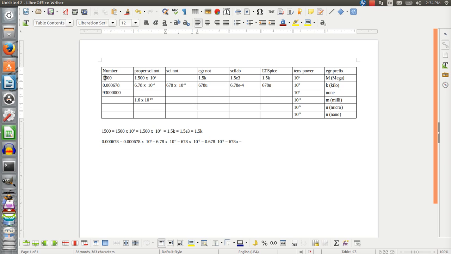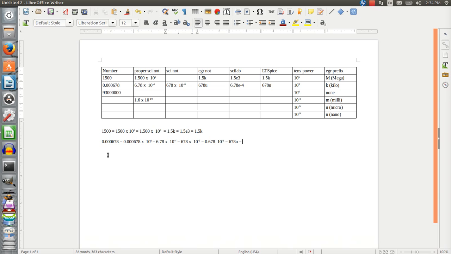So if I start with a number, any number, 1500, and I put it down here, 1500 can be represented as 1500 times 10 to the 0. And to make something into scientific notation, or put it in that form, you can always take the number you're given and multiply it times 10 to the 0, because 10 to the 0 is equal to 1.